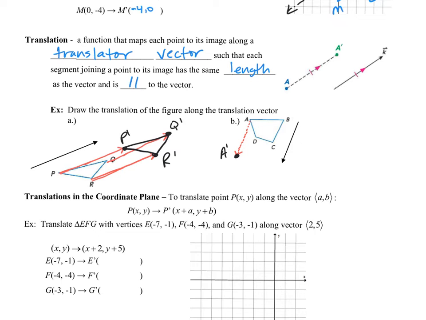Okay, I'm going to do D prime next, so I'm going to slide it the same distance and the same direction. So D prime would be right about here. And then the same thing with C prime, trying to mimic that same distance, same direction. So C prime would be right about here, and then B prime, rather, right about here.